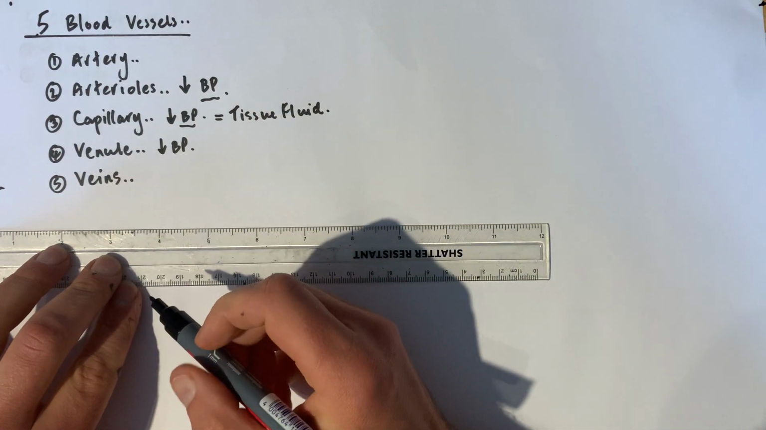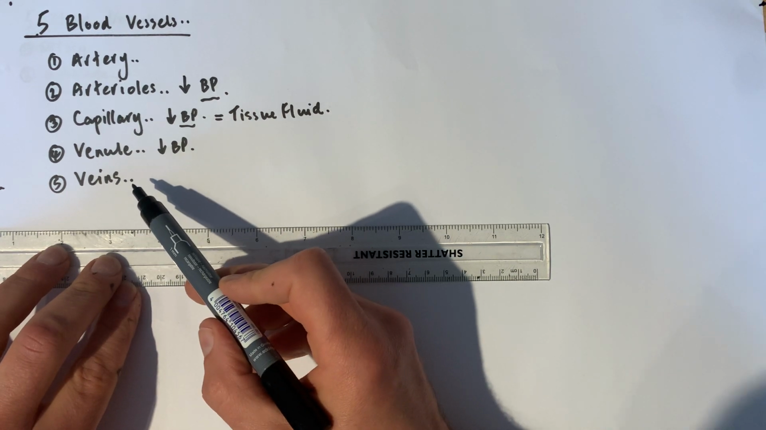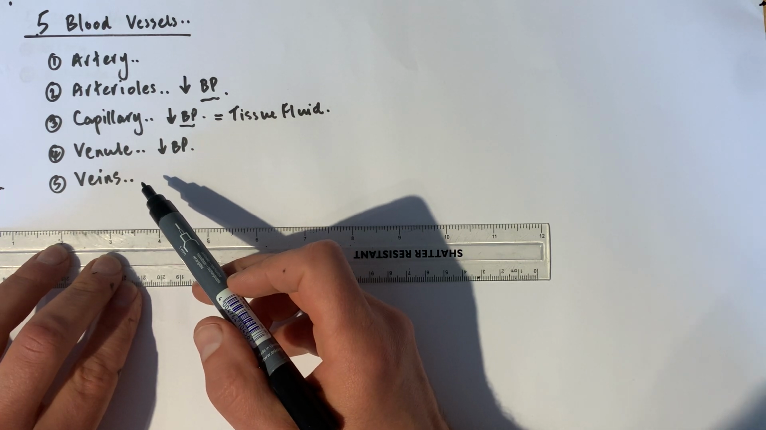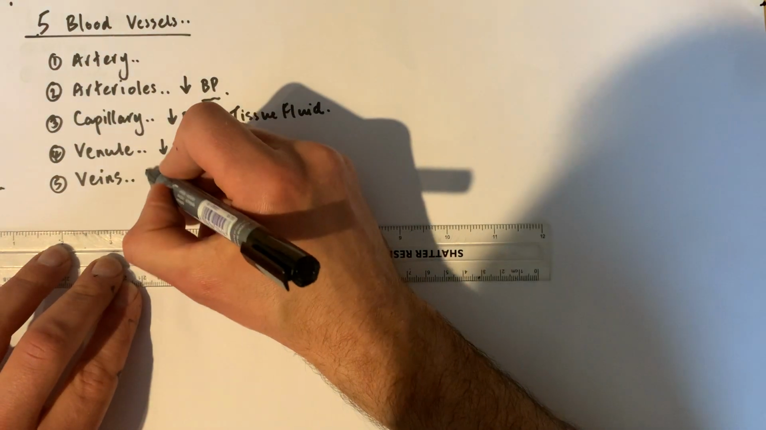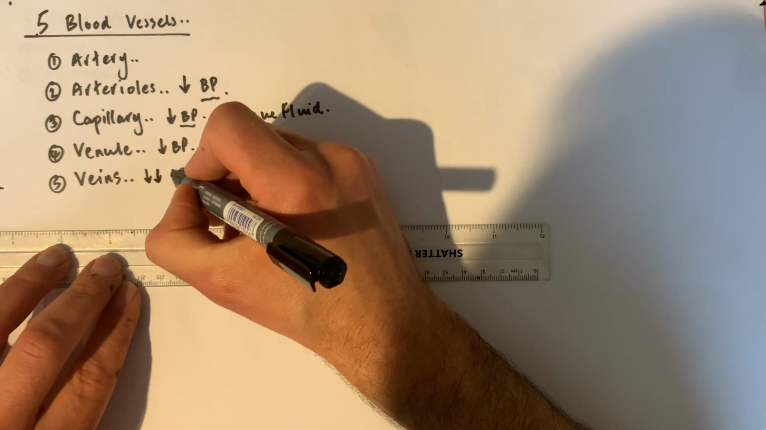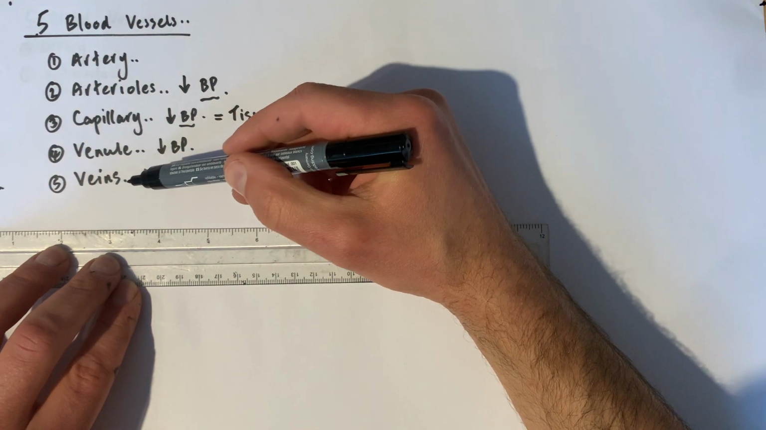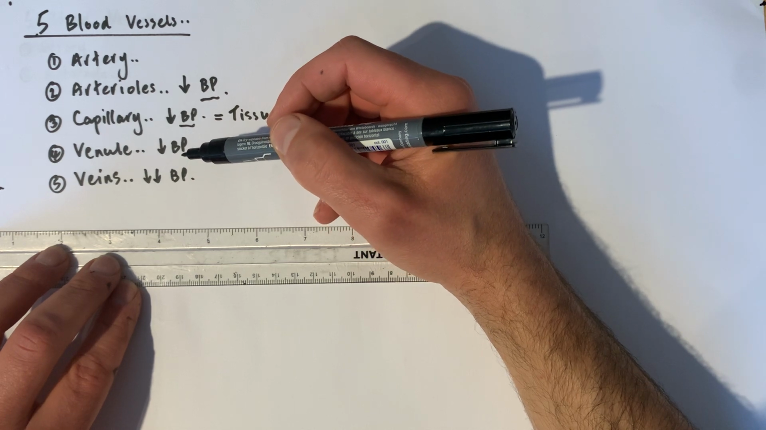So veins, especially the veins below the heart, do have valves, which allows unidirectional flow of the blood under very low pressure back to eventually, via the vena cava, back into the right atrium. So veins have the lowest blood pressure because the blood has travelled the furthest distance from the heart. They've got the biggest lumen size, and therefore there's least resistance to blood flow.